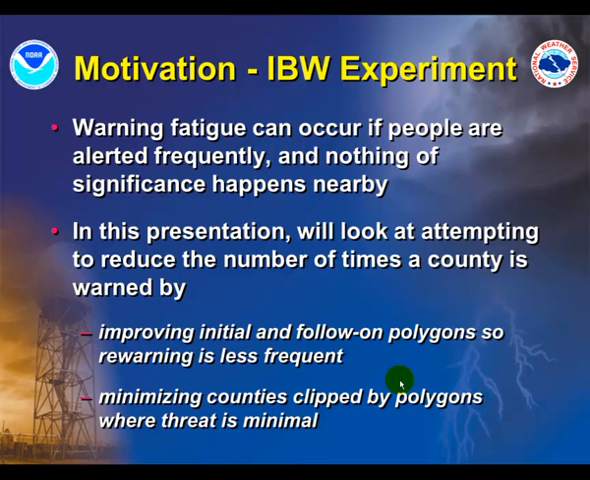The motivation for the impact-based warning experiment is that warning fatigue can occur if people are alerted frequently and nothing of significance happens nearby. In this presentation, we'll look at attempting to reduce the number of times a county is warned by improving the initial and follow-on polygons so rewarning is less frequent, and minimizing counties that are just clipped by polygons where the threat is minimal.